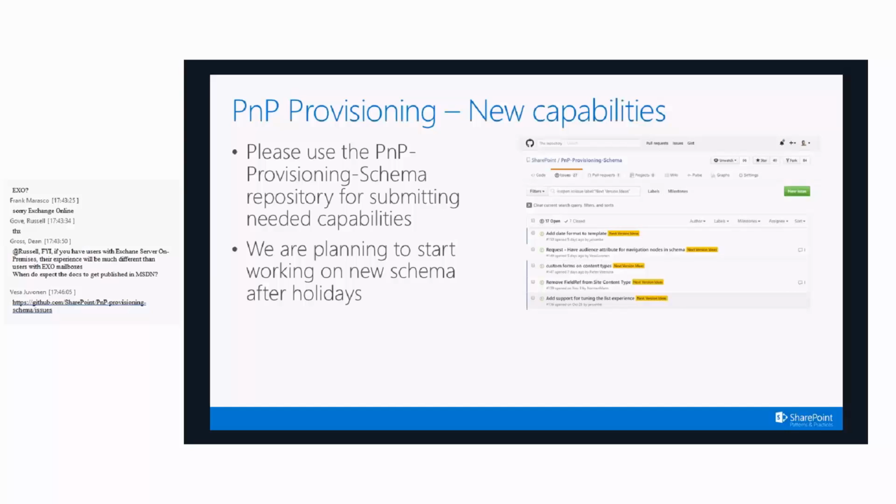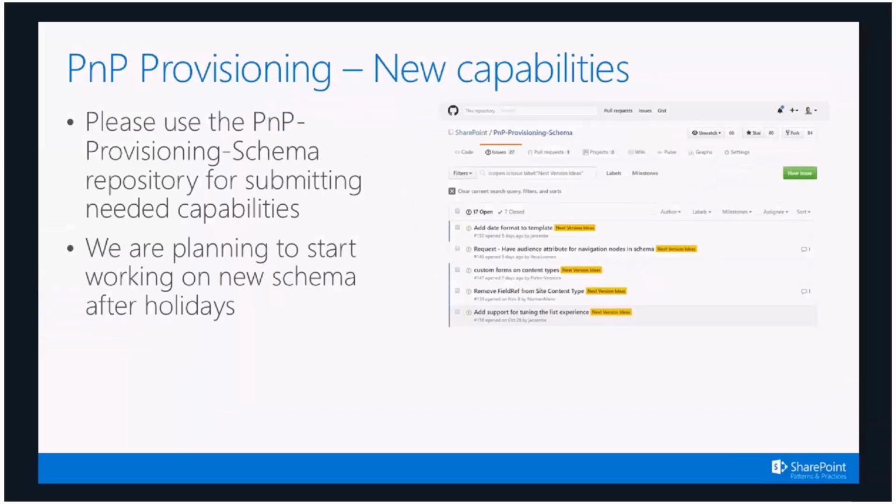We have a lot of stuff already there tagged for the next version of the schema, which we want to take into account in the planning of the new capabilities. It's great to see that quite many of these are already pretty advanced scenarios. So you need additional attributes for lists or additional settings for the site, which currently are not available. And we absolutely want to support those things in the future in the PnP provisioning engine.